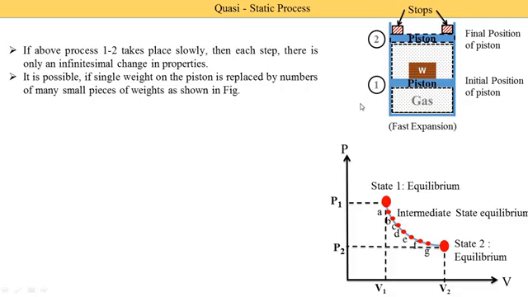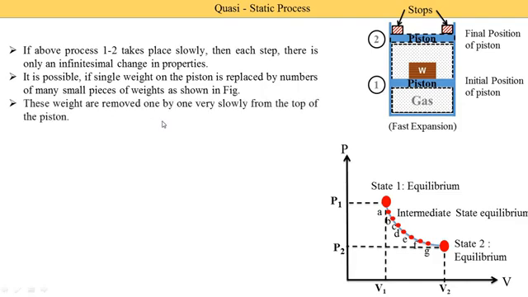First we remove weight A, then we get one state. Then we remove B. So this process occurs slowly. These weights are removed one by one, very slowly, from the top of the piston. First we remove the 1 kg weight A, then the piston moves slightly in the upward direction, so the pressure is slightly reduced and the volume is slightly increased, and we get this point A. By this method the process speed is reduced, it is done slowly, and we are also able to get intermediate states which are in equilibrium.